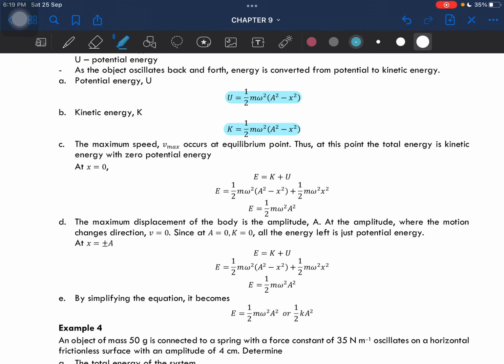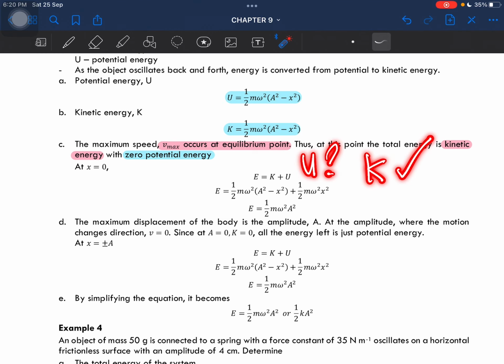We know that the maximum speed occurs at the equilibrium point, right? So at this point, the total energy is kinetic. The total energy left at that point is only kinetic energy. There is zero potential energy. Why is it zero? Because now it is back at its equilibrium point, so why would it have potential energy? It is left with kinetic energy only.